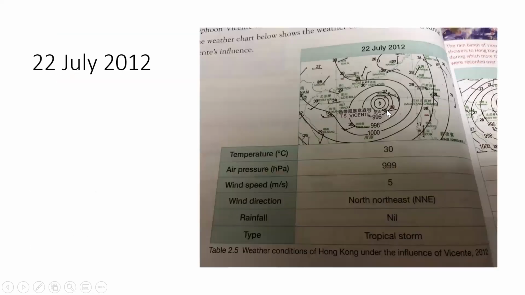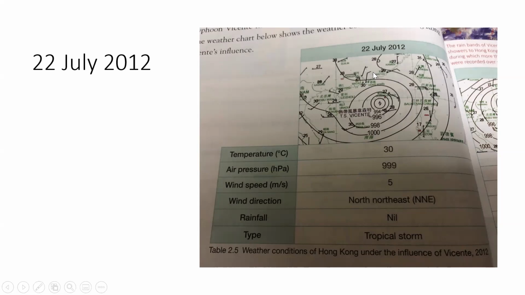Now let's look at this. Okay, before we conclude our lesson. Okay, so on the 22nd of July, okay, the typhoon is approaching Hong Kong. This is the eye, the center of typhoon. Okay, so the temperature here of Hong Kong here, 30 degrees Celsius. And the air pressure, you see, okay, this is 1,000. 1,000, almost strike Hong Kong. So Hong Kong is 999. How about the wind speed here, Hong Kong?